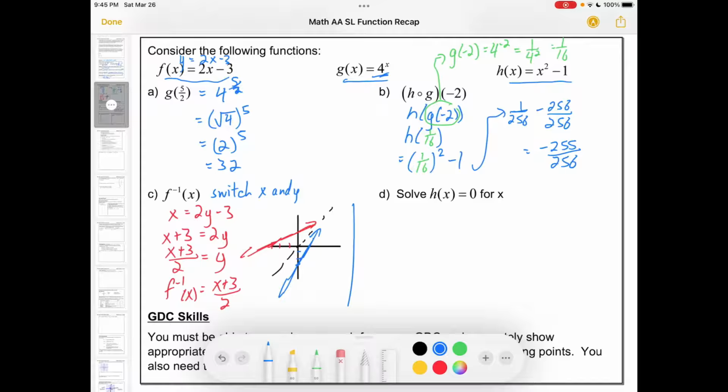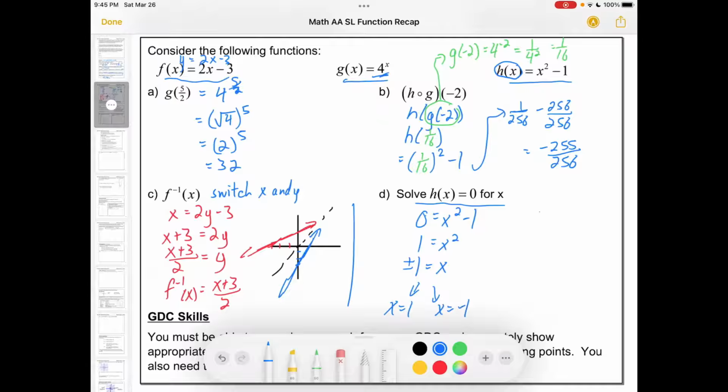H of x equals 0. We're going to solve this for x. So here, we're not putting in 0 for x. We're putting in 0 for h of x. So we have this little equation. 0 equals x squared minus 1, or 1 equals x squared. When you square root both sides in an equation, you need to consider either the positive or the negative possibility. So there are two answers here, x equals 1 and x equals negative 1.